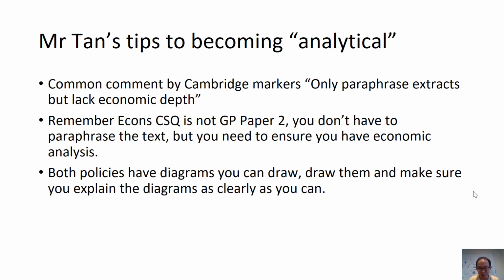And the good thing about this particular question is that whether it is minimum price or production subsidy, both policies have diagrams you can draw. So I will strongly encourage students to draw them and make sure you explain the diagram as clearly as you can. Of course, you can get 10 upon 10 even without a single diagram. But from my experience, Cambridge markers love diagrams and they love well-explained diagrams. So this is the easiest way to get your answer to be analytical instead of cursory, so you can get all the marks.